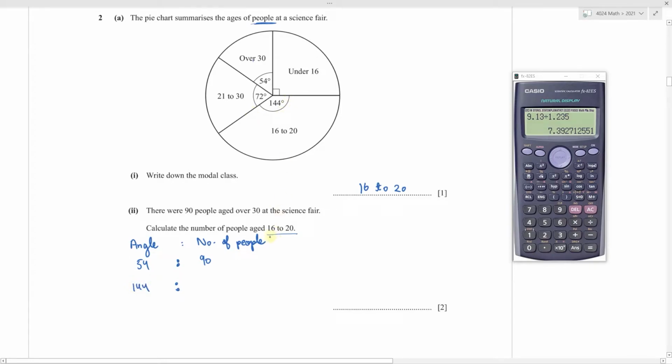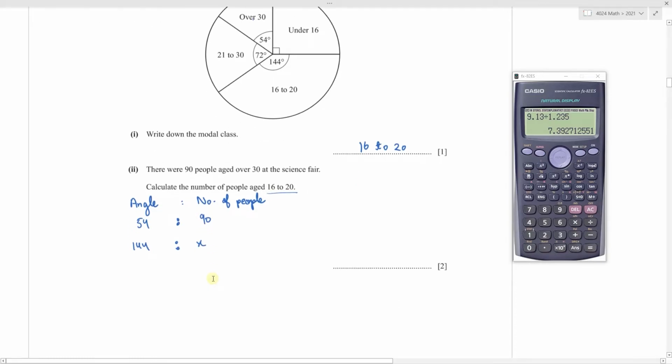And then what is the angle for the age group 16 to 20? 144. And we want to calculate the number of people, so let's call them x. Again, the angle is directly proportional to the number of people. So the greater the angle in the pie chart, the more people in that age group. So I will cross multiply here. So I have 54x equals 144 times 90. So x will be 144 times 90 divided by 54. So you have 240 people in this age group of 16 to 20.